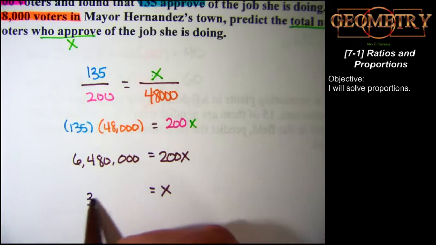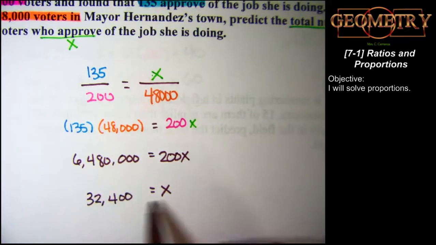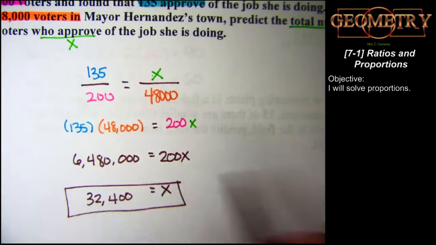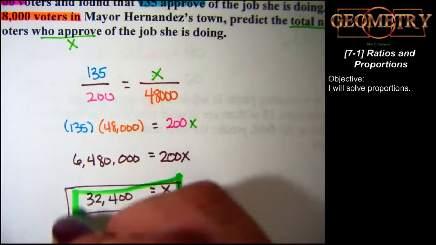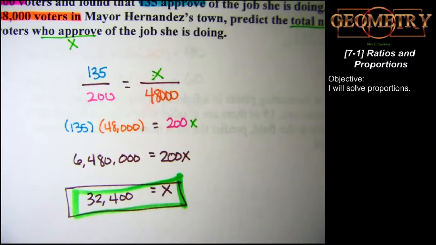32,400. And there is the number of people that, if we went out and talked to every single one of those 48,000 people who could vote, we would expect about 32,400 of them would say, yes, the mayor is doing an awesome job. Realistically, we can expect about half of them to go, who's the mayor again?